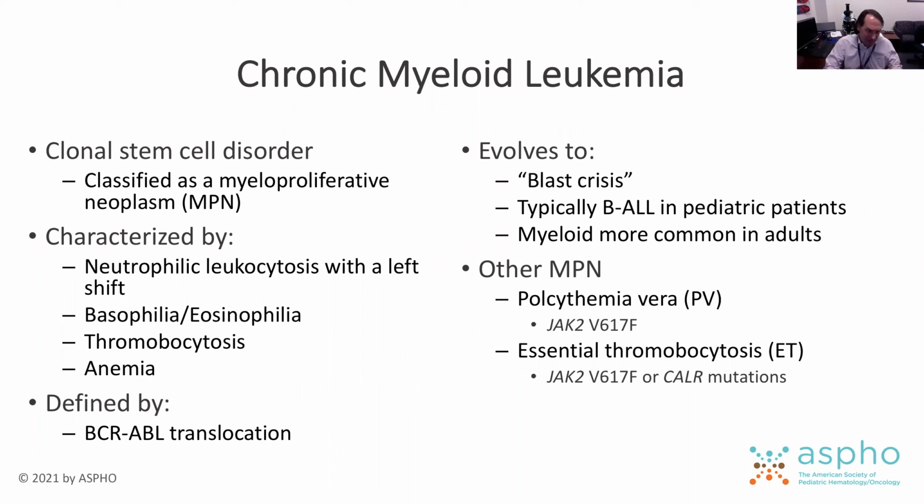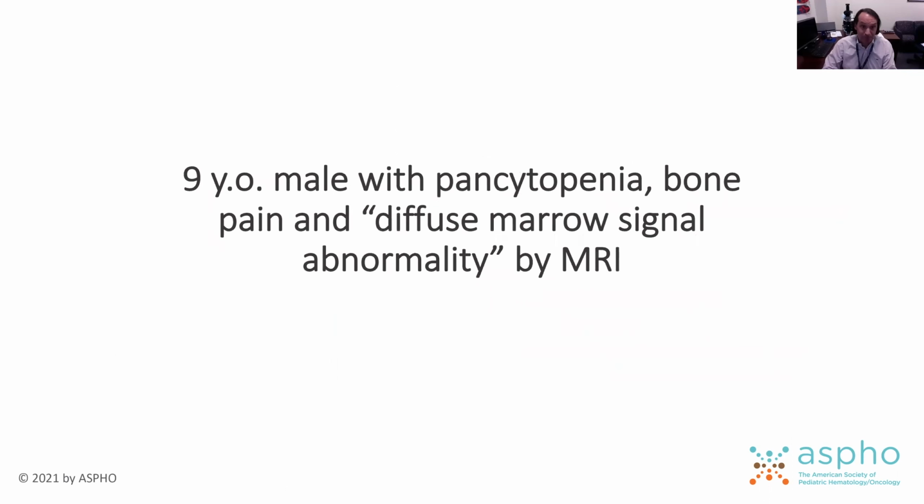They're characterized, CML, by a neutrophilic leukocytosis with a left shift, often with basophilia and eosinophilia, thrombocytosis, sometimes with platelet dysfunction, and CML is defined by a BCR-ABL translocation. It can evolve to blast crisis, which in children, unlike adults, is most often B-ALL. But it's important to note that we also do see adult-type myeloproliferative neoplasms, including polycythemia vera and essential thrombocytosis, which themselves are associated with tyrosine kinase pathway mutations.